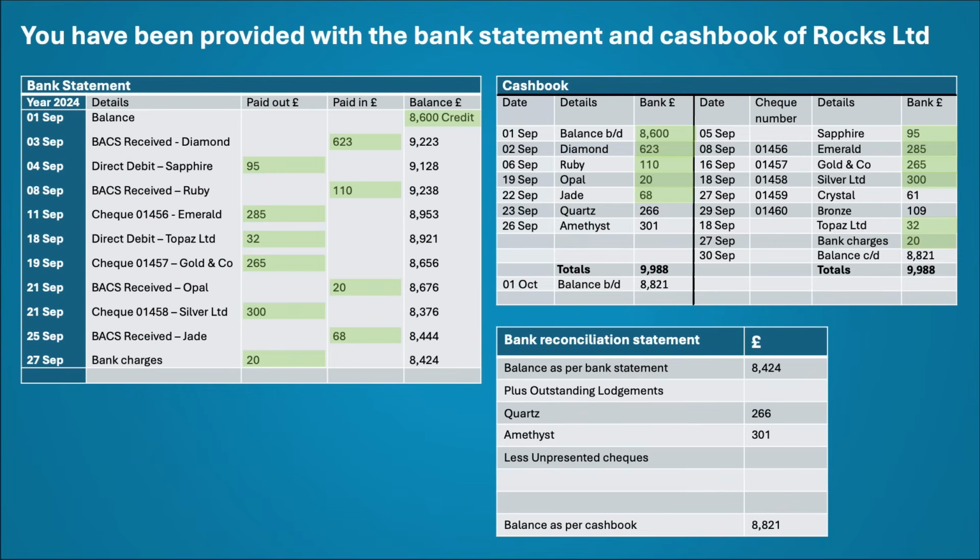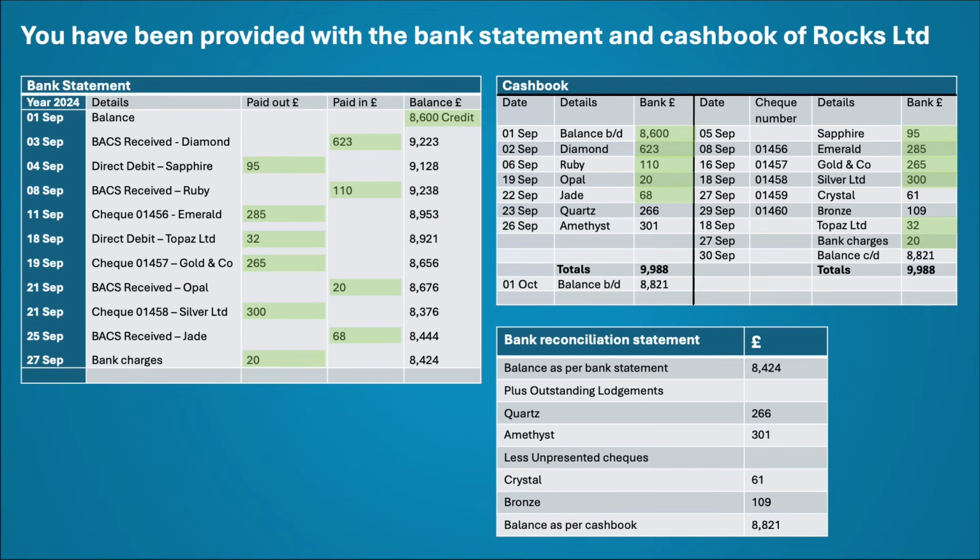And the reason why we're doing this is, we add on the outstanding lodgements because that's income. So when they do come into our bank, they will be added on to our bank balance. Whereas we take off the unpresented cheques, which are payments, because once they appear on our bank statement, or once they've been paid out of the bank, they will be taken from our bank balance. So let's add both of those in. So we've got crystal and we've got bronze.